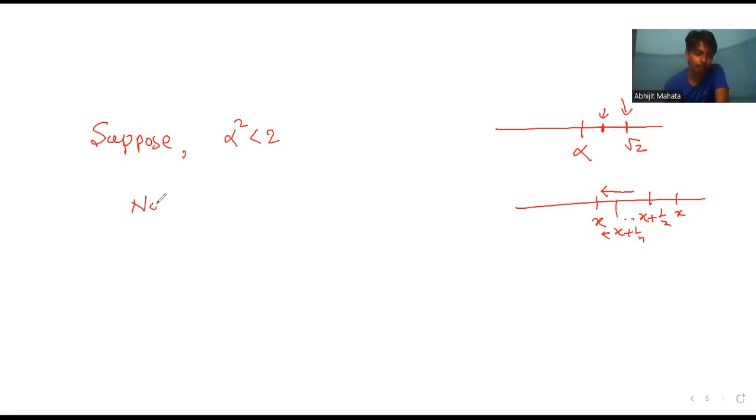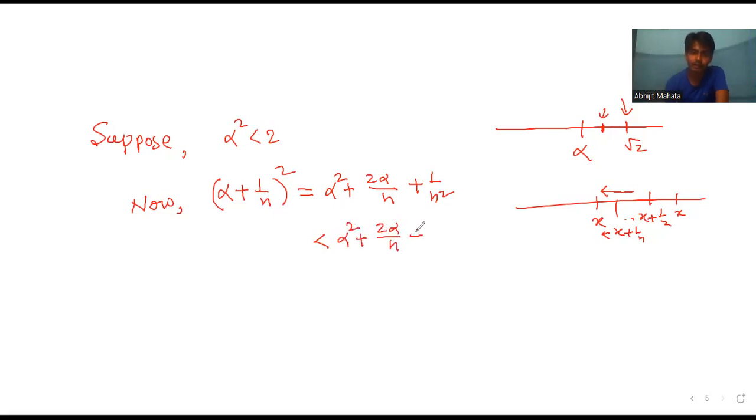So now what I'm trying to tell you, alpha plus 1 by n. This is a rational number, no doubt, that whole square. Let me find it, n any natural number. We guarantee what it will be. So this is nothing but alpha square plus 2 alpha divided by n plus 1 by n square. Now see one thing here, this 1 by n square is less than 1 by n. So this whole quantity is less than alpha square plus 2 alpha by n plus 1 by n. Why? Because 1 by n square is less than 1 by n. So that's why it is true.